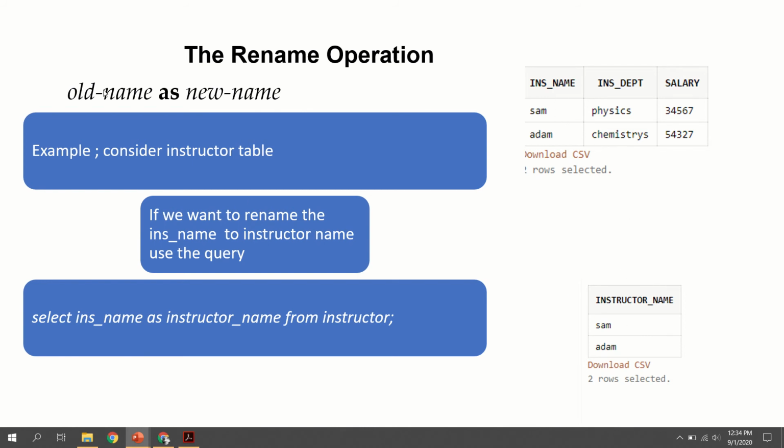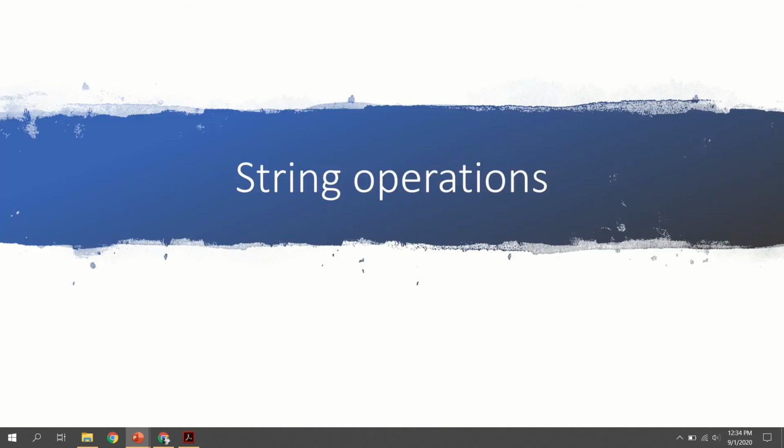So here we can see how we do the rename operation. The rename operation syntax is, along with the query we have to write the old name as new name. For example, select INS name, which was the old name in the instructor table, as the new field name, that is instructor name, from instructor. So this is the rename operation.